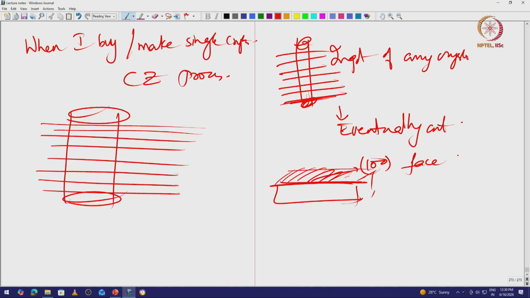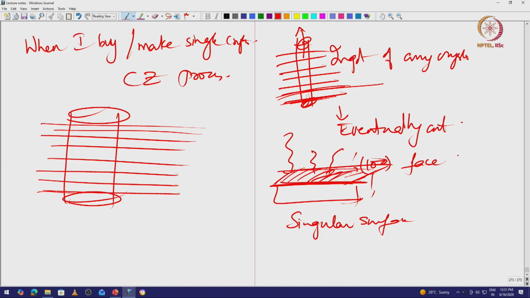So the surface that is pointing out to the atmosphere is a 100 surface, a single crystalline surface. But you will see that this 100 surface can never be perfectly parallel cut. If it is totally parallel cut, that is called a singular surface. So I just have a very nice 100 surface that is nicely cut at 90 degrees with respect to this.